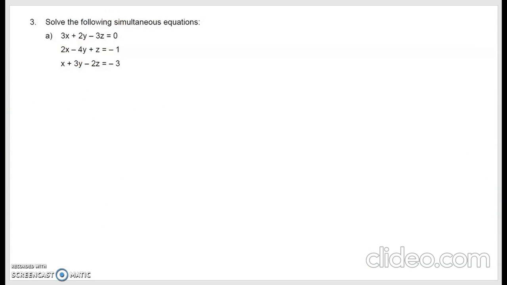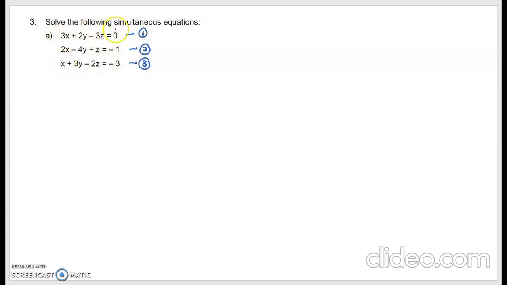Now we look at question number 3, simultaneous equation. Solve 3a. So solve the following simultaneous equations. 3x plus 2y minus 3z is equal to 0. 2x minus 4y plus z is equal to negative 1. x plus 3y minus 2z is equal to negative 3. So here is equation 1, equation 2, and equation 3.